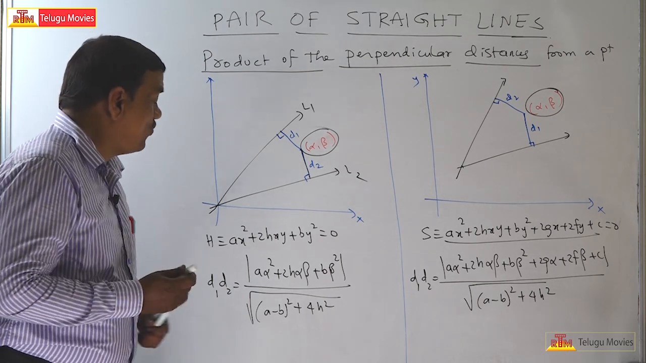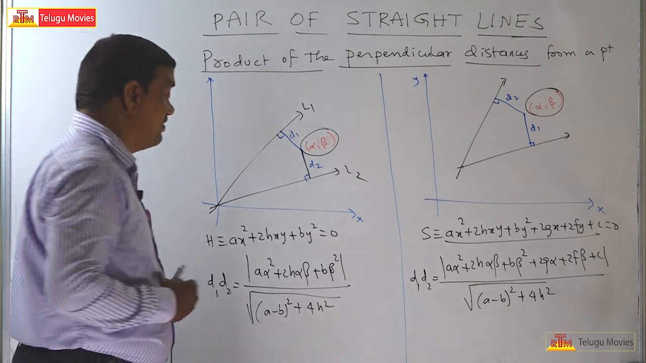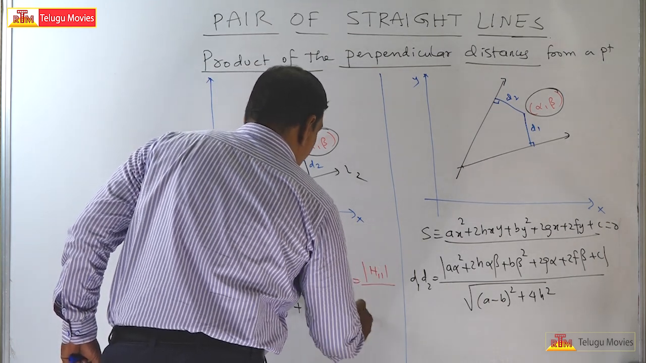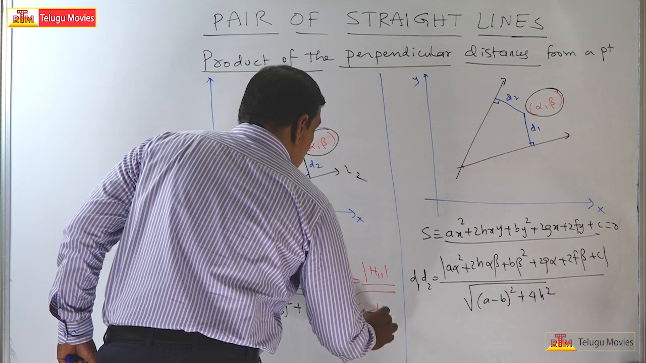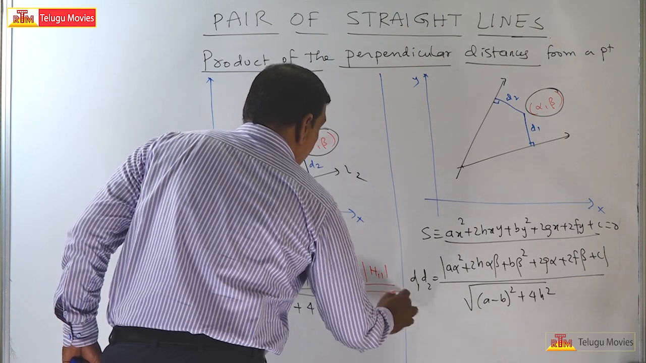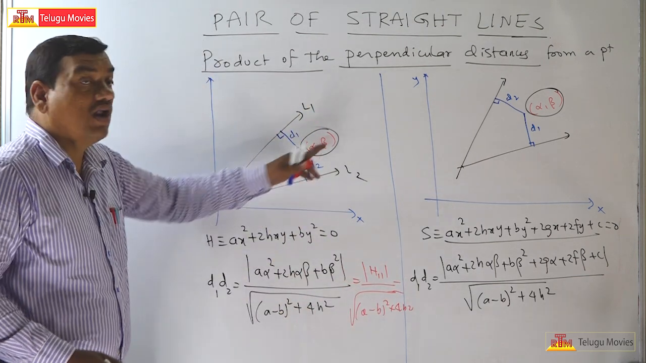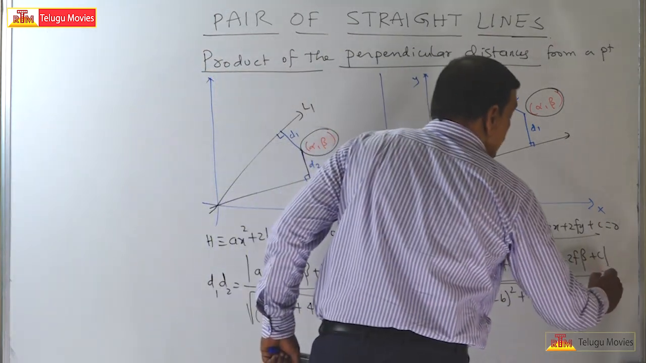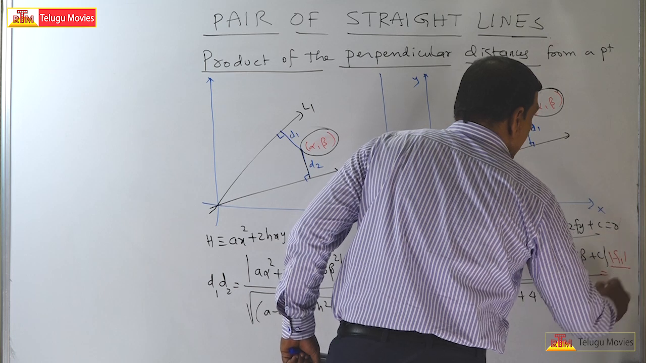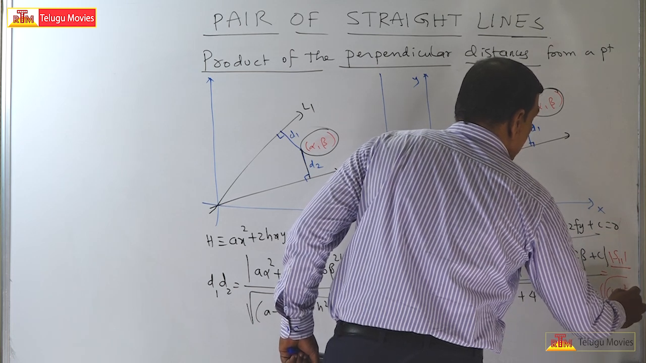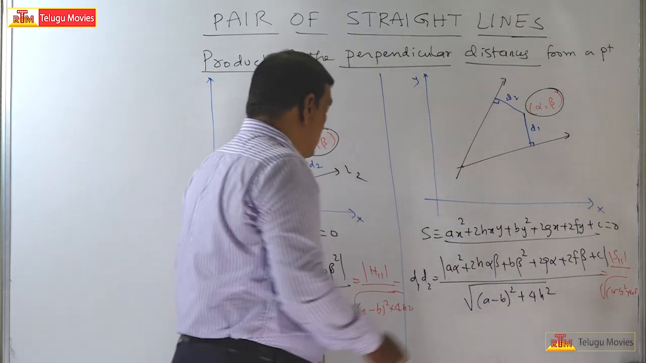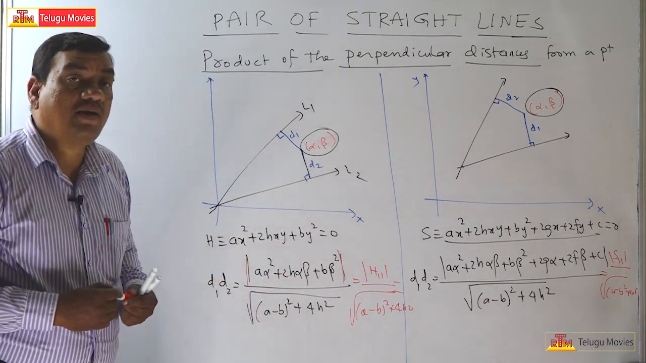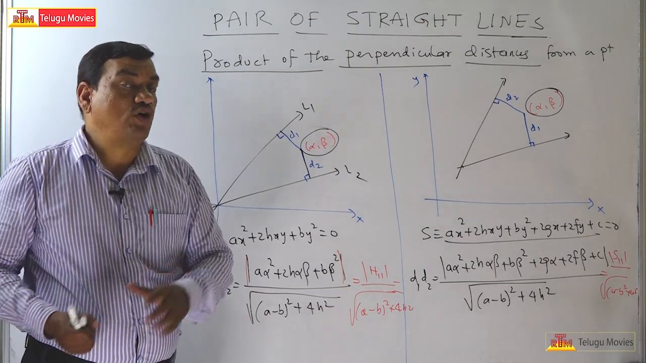So in short form, you can remember this equation as modulus of S11 upon root of a minus b whole square plus 4h square. S11 means substitute alpha comma beta. So this also you can write down as modulus of S11 by root of a minus b whole square plus 4h square. Here, what does the modulus mean? The modulus means we are taking the product as always a positive quantity.